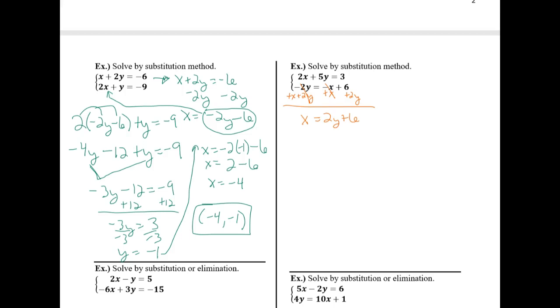So solve for one variable, done. Now I have to substitute this into the other equation here. So replacing x with 2y plus 6 in the first equation. Distributing, I have 4y plus 12. And then combining my like terms, that's 9y.